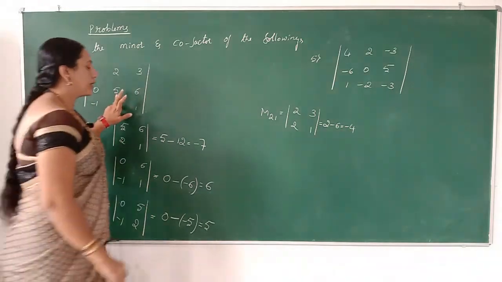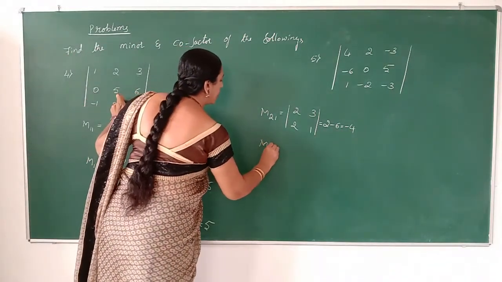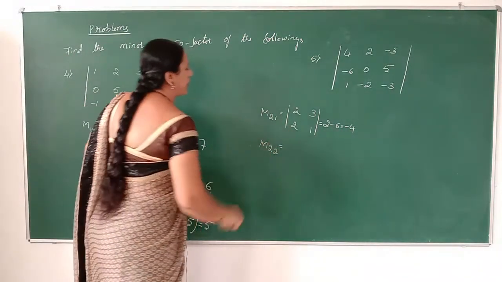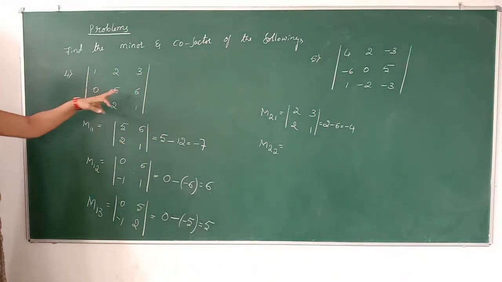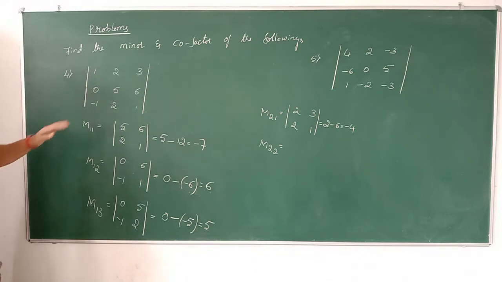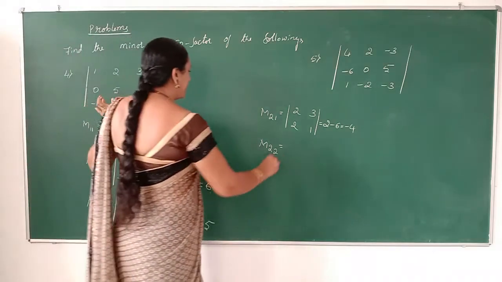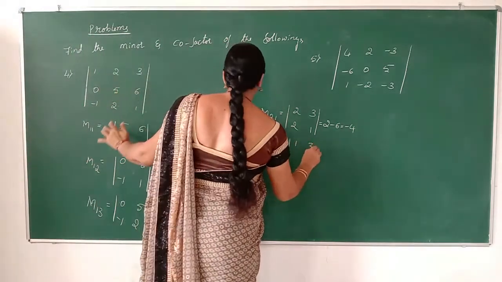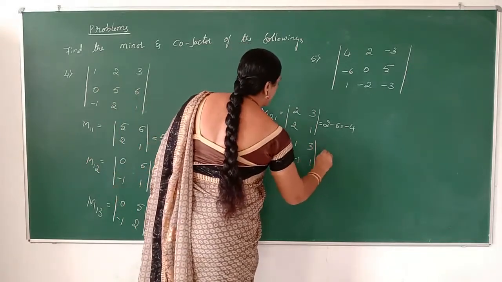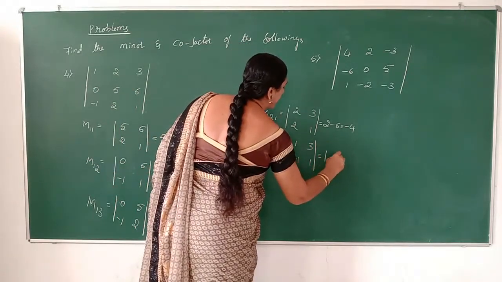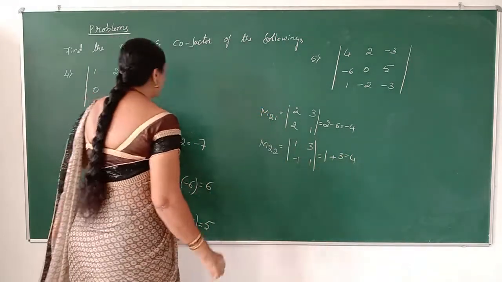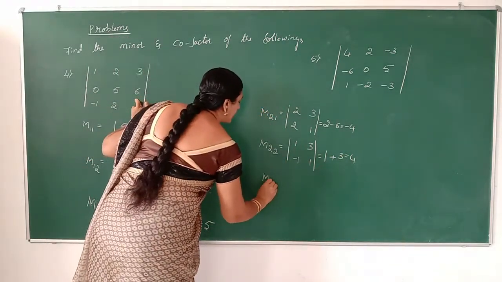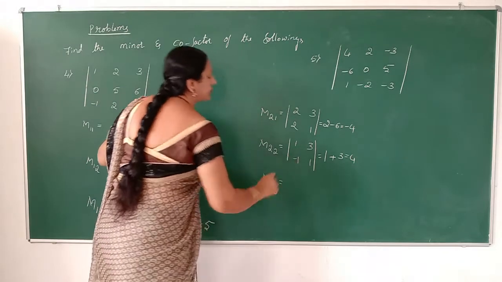Next is M22. That is the element of second row, second column. These are neglected. The remaining are 1, 3, minus 1, 1. That is 1 minus minus 3, which is 1 plus 3, equal to 4. And the third element of the second row is M23.